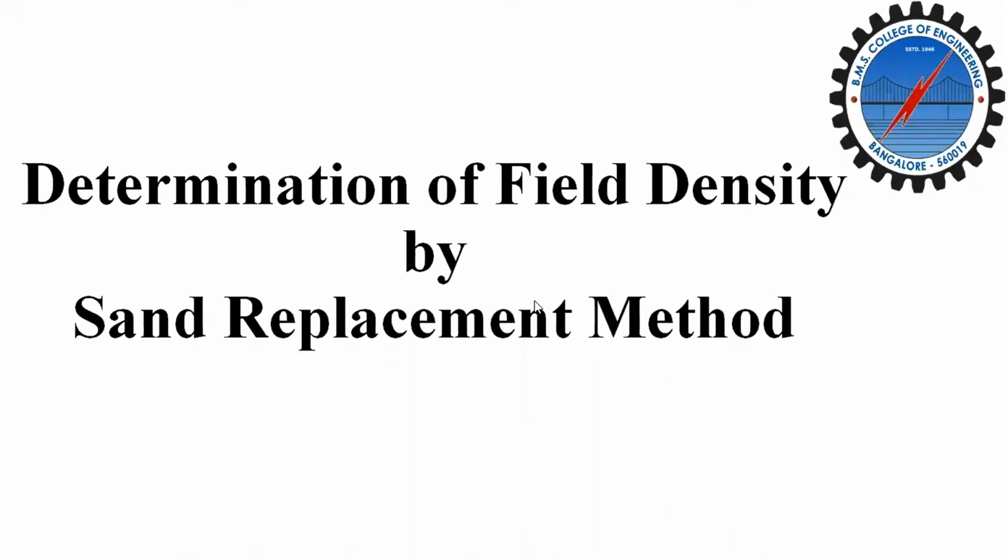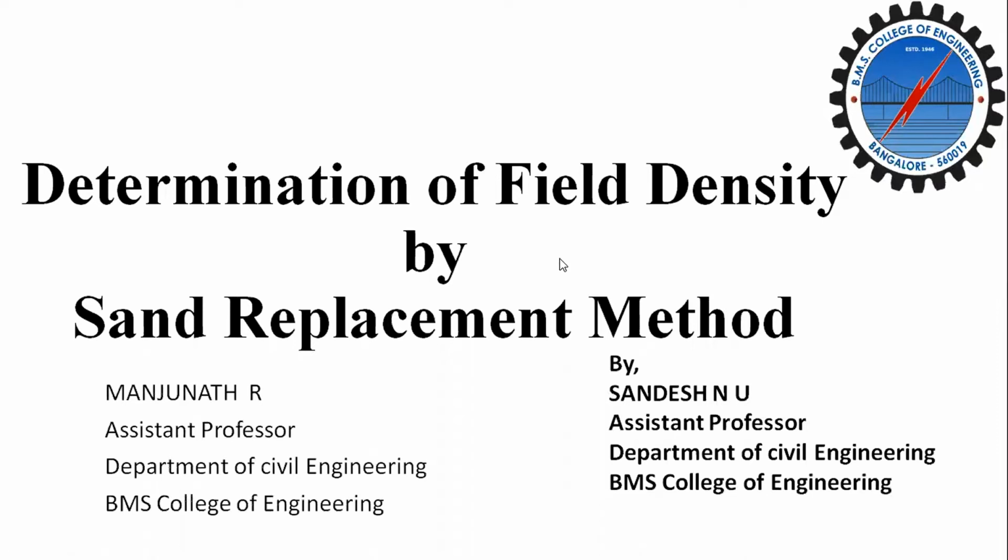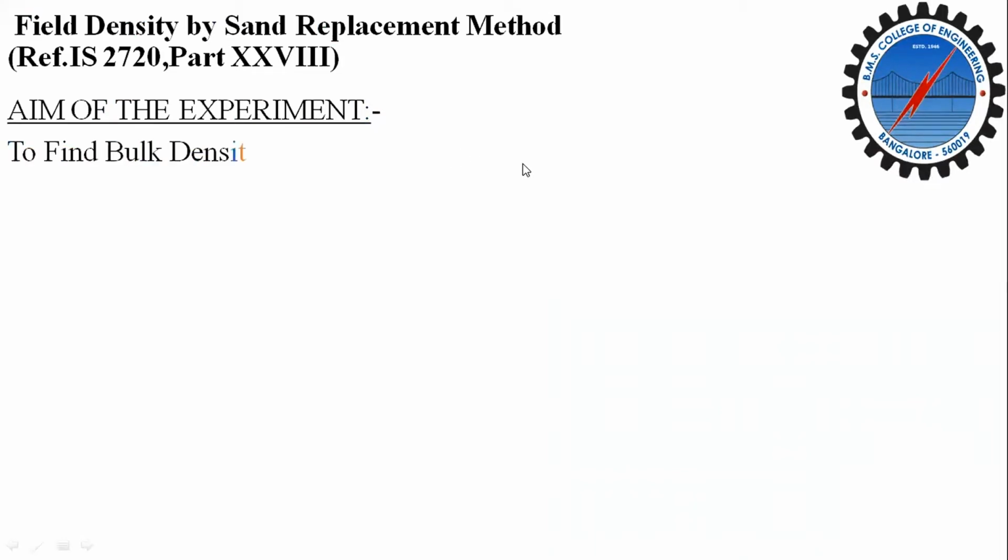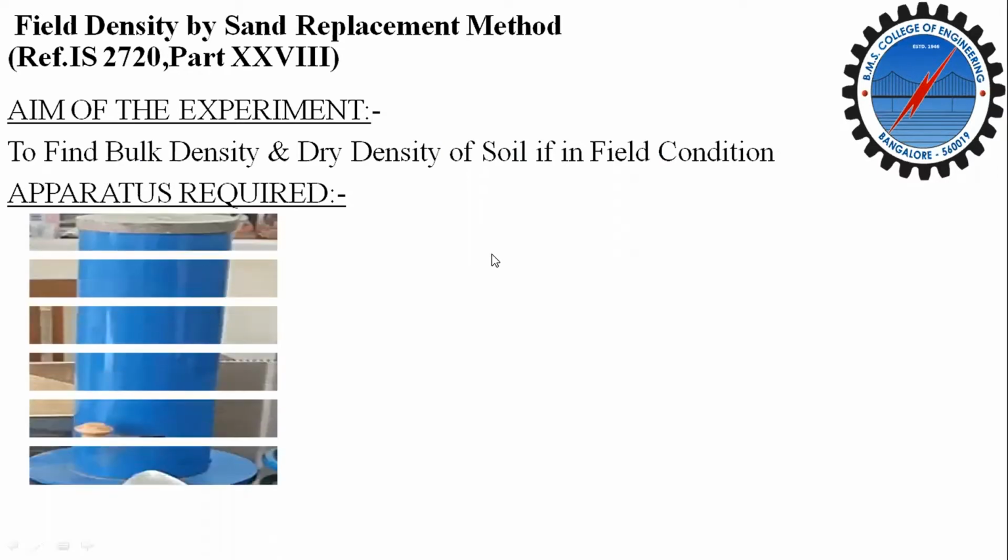Today we will discuss the determination of field density by the sand replacement method. First, the procedure we are going to follow is based on IS 2720 Part 28. What is the aim of the experiment? To find the bulk density and dry density of a soil in field condition. What apparatus are required?